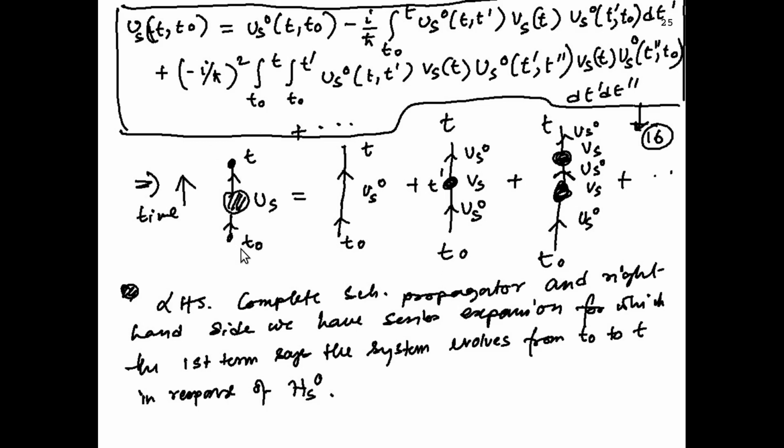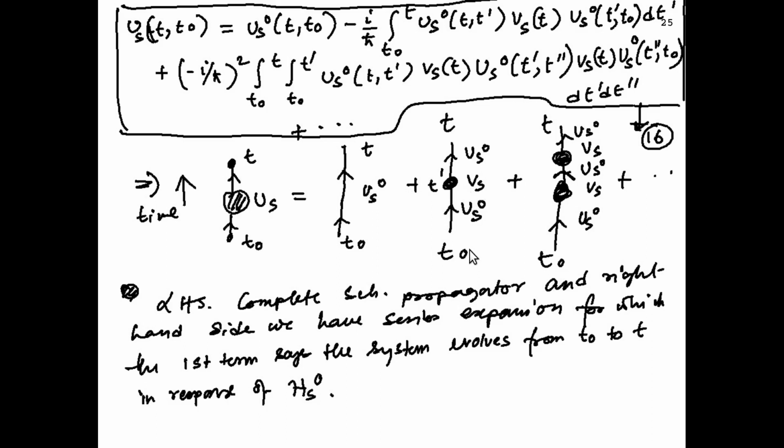Let's say I write this propagator as U_S, which takes you from t0 to t. This is the left hand side. On the right hand side, I write the first term U_S0 like this, where every arrow implies a propagator. This propagator takes you from t0 to t, and I just write it by a simple line with two arrows, or I can just give it one arrow also. It's not much different.